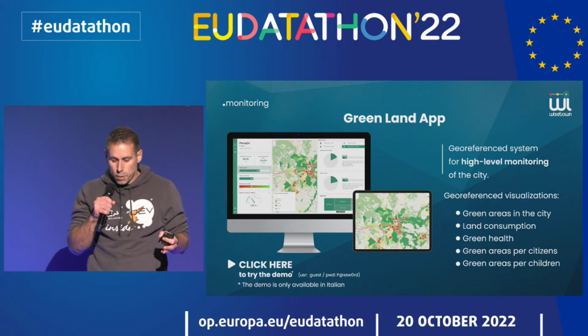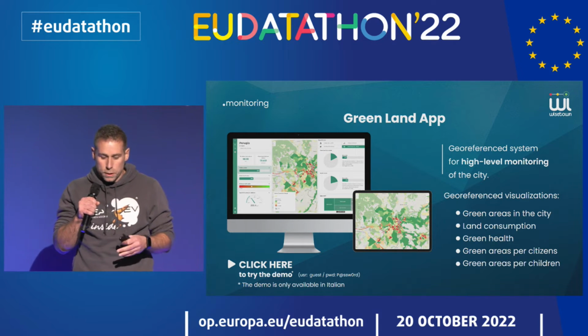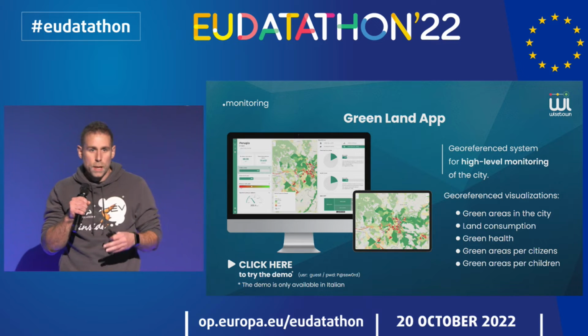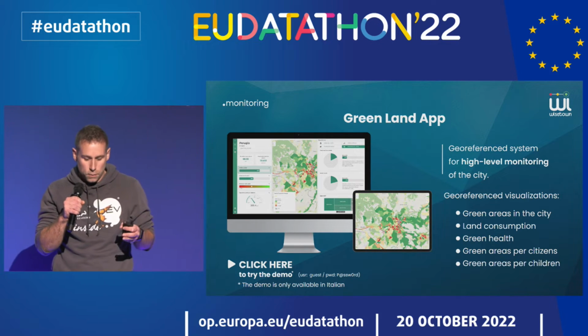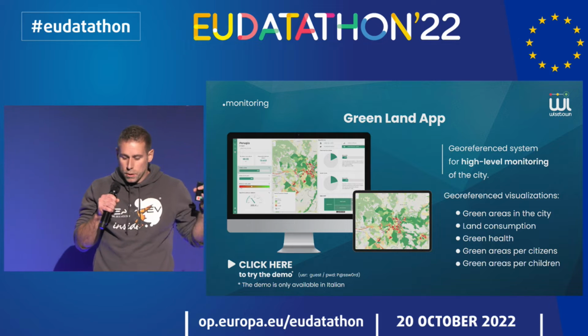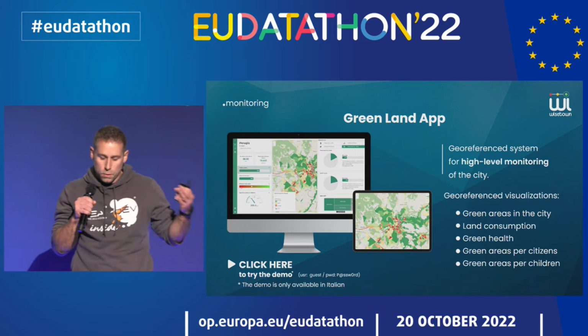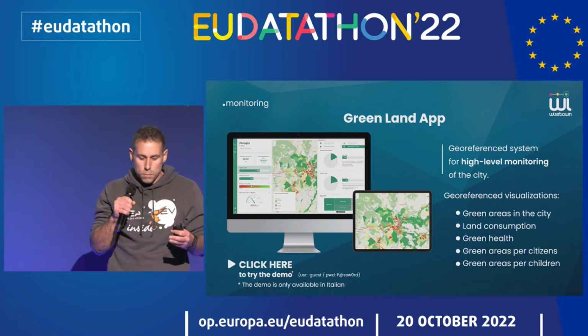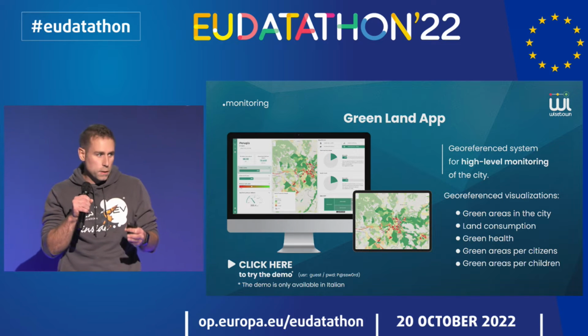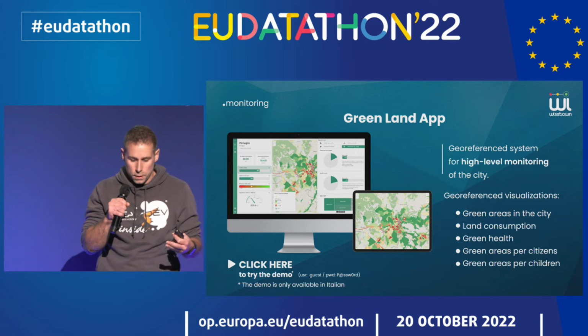With the Greenland app right now, we are able to measure the green areas in the city, show the land consumption, and show, thanks to the satellite, the green health of the trees. We can compare green areas per citizen, offering a tool where the decision maker can really understand where to invest in order to improve the green of the cities.